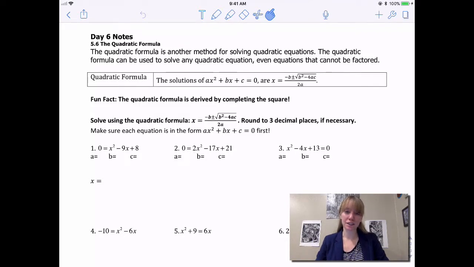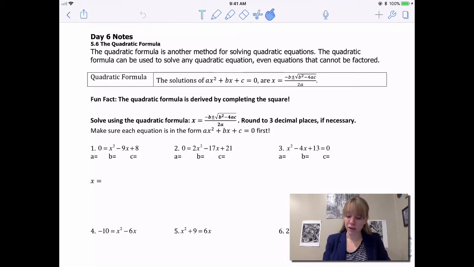Today we're talking about the last way to solve quadratic equations. So we've done factoring, we've done completing the square, we've done the square root method. The method that we're going to use today is actually our surefire method, this will work on any quadratic equation. The quadratic formula is another method for solving quadratic equations. It can be used on any quadratic equation, even equations that can't be factored.